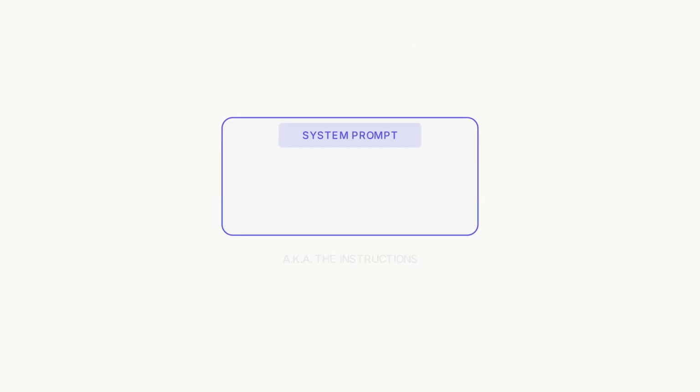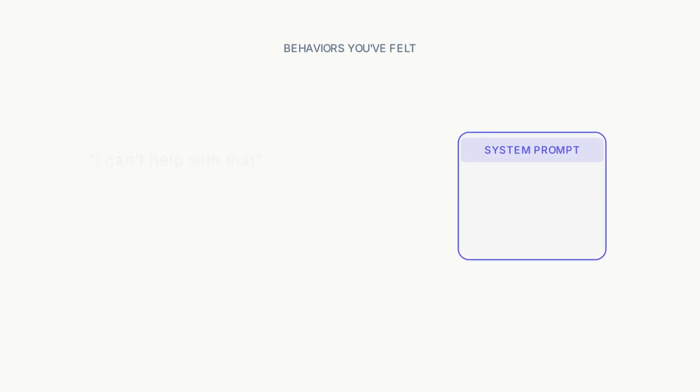This hidden message has a name. It's called the system prompt, or, in the language of my video on agentic design, the instructions. It is the single most important piece of text in any serious AI product, and most people have never seen one. You've actually felt its effects without knowing.